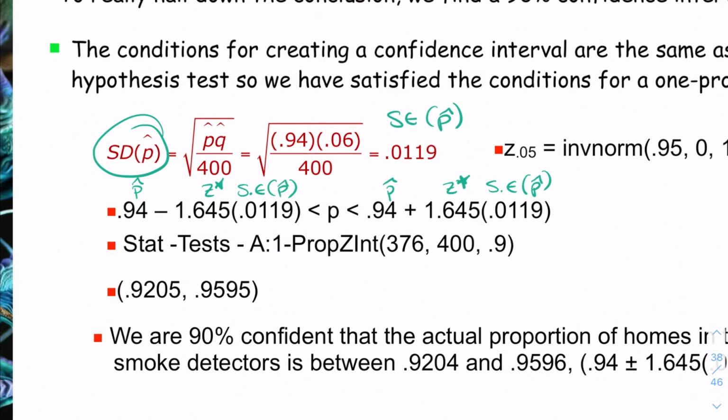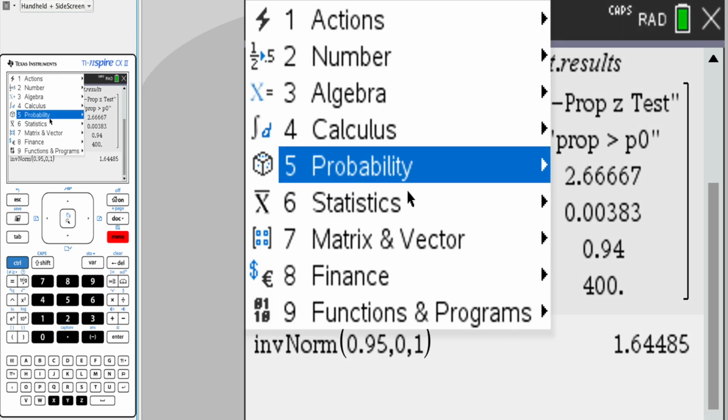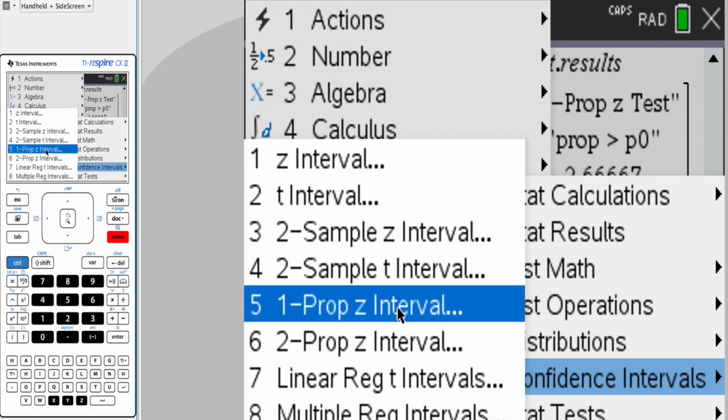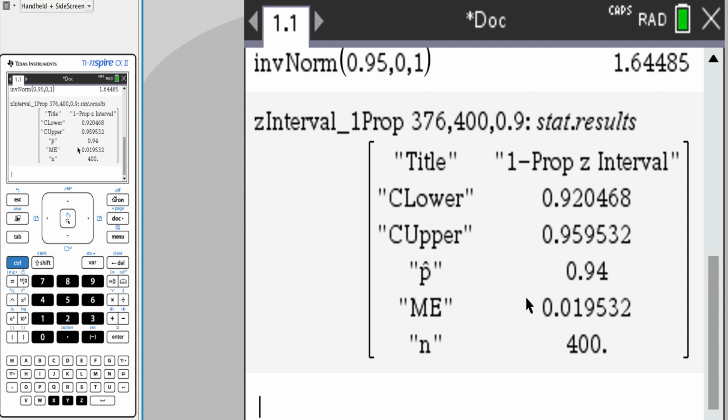So how do we do this on our calculator? We're going to go to Menu, Statistics. We're building a confidence interval. We're doing a 1 prop z interval. The number of successes still stays the same, 376, 400, and we are at a 90% confidence interval. So the calculator tells us that the lower is 0.9205. The upper is 0.9595.